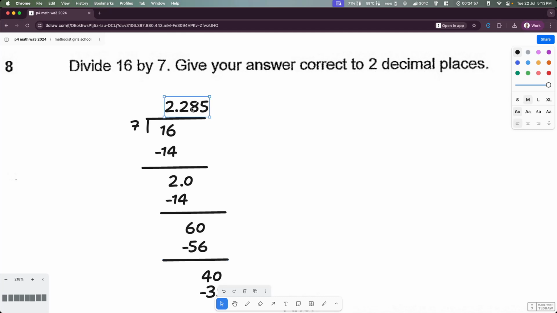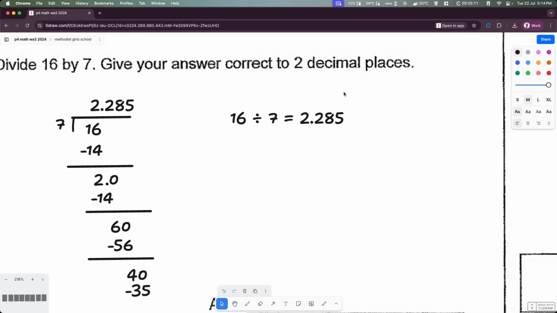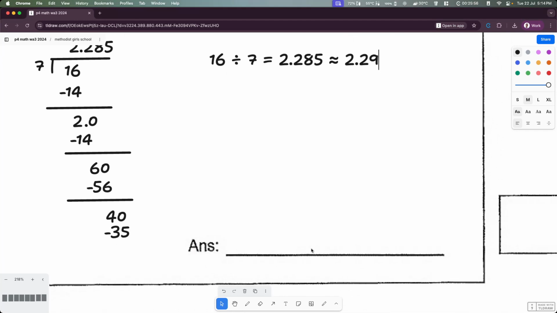So the answer to this, 16 divided by 7, is equal to 2.285. We want to have it in 2 decimal places, so we need to see whether we round up or round down. We go to the third decimal place, and since this third decimal place is 5 or more, we need to round up our 2 decimal place. So this will become 2.29. That's the answer. The answer to this is 2.29.